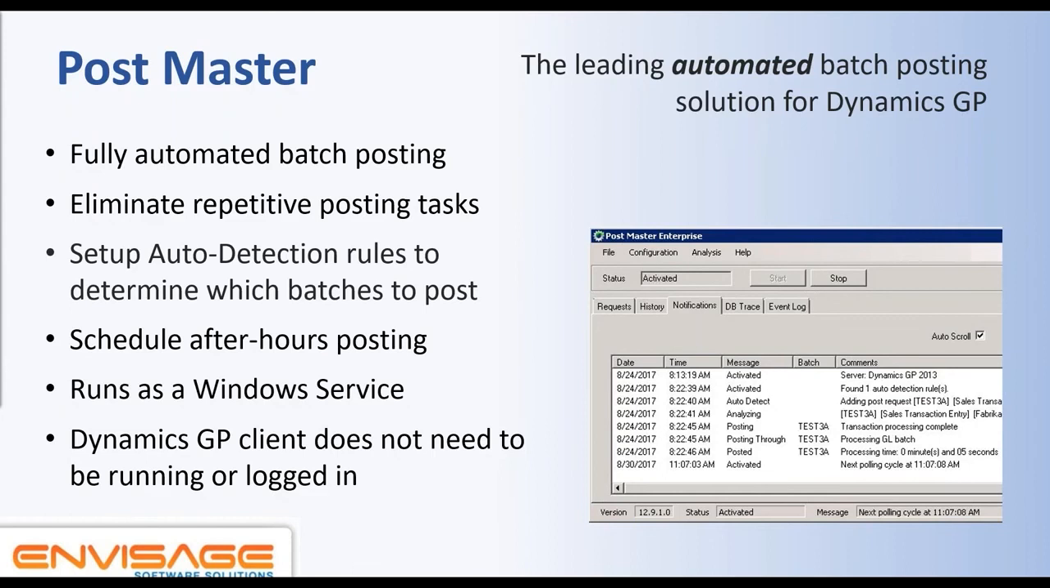Postmaster Enterprise from Investate. This automatically detects and posts GP batches. If you have integrations, intercompany transactions, maybe you use SalesPad, Key2Act, or other ISVs that create batches in GP, or if you simply have to post batches across several companies, don't worry, Postmaster can fully automate the posting process for an unlimited number of companies. This runs as a Windows service. It does not require a GP client application to be running or logged in.